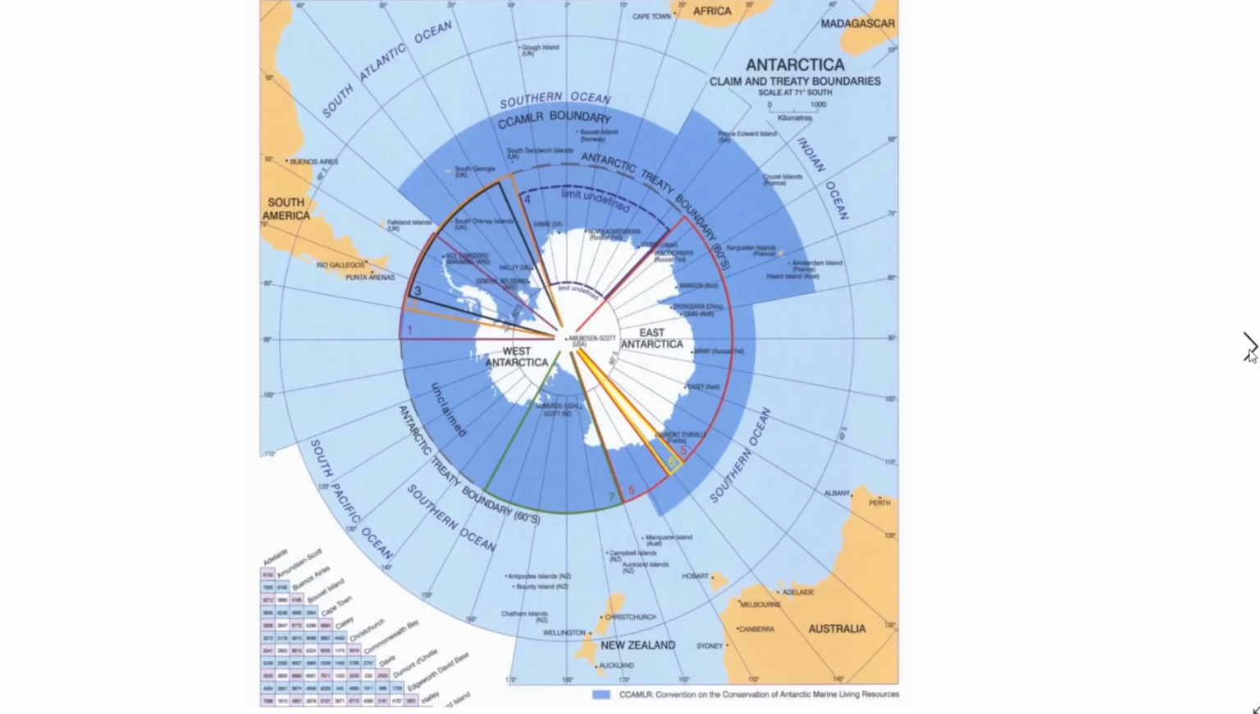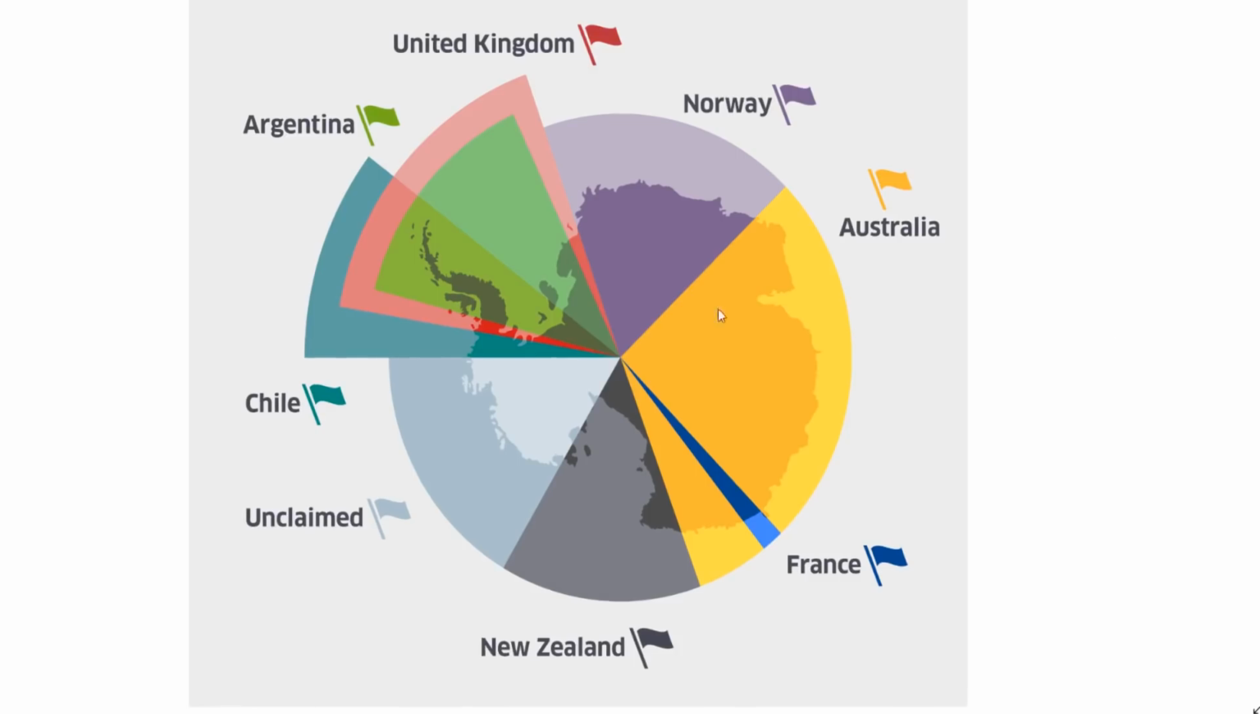I'll just have a look at this other one, which shows that in a little bit more detail. Now what you have here is the United Kingdom and Argentina overlapping their claims to this piece of Antarctica. So that is a consideration for the implications of the Falklands War.